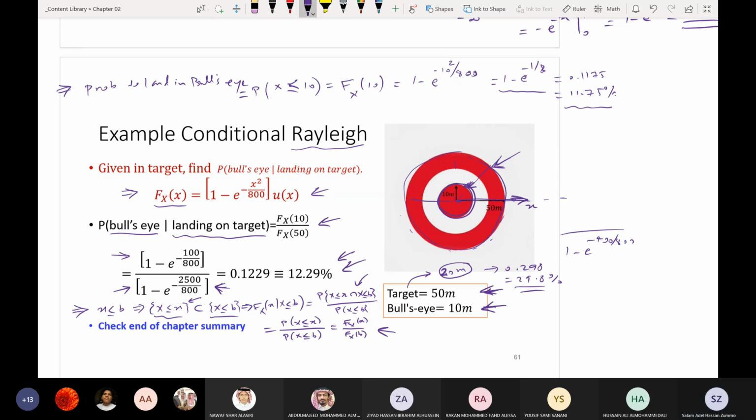Is that clear? Whereas if I make the target 100, the conditional and non-conditional probabilities will not differ, because the target is already very wide. So knowing I am in the target doesn't add much information. Clear? Yes. Okay, excellent. Any other questions, guys?